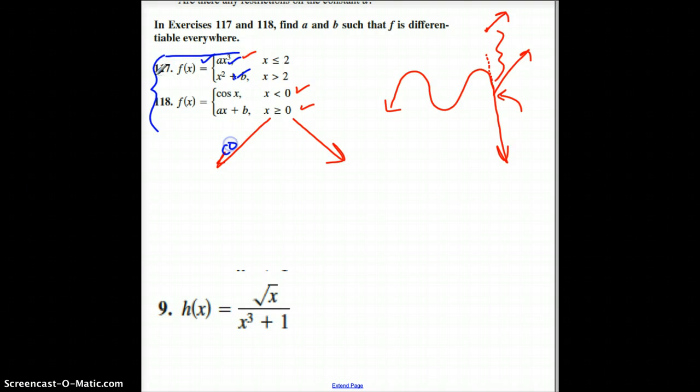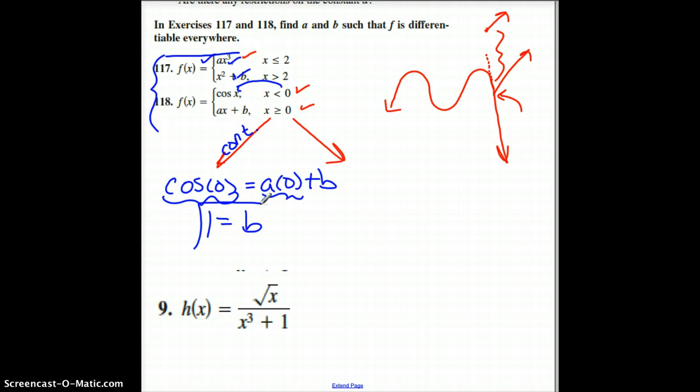In order to make it continuous, we have to make sure that the cosine at 0 is equal to a times 0 plus b. Cosine of 0 is the x value at 0 radians, which is 1. This would be 0, so I get a b falling out right away. My b is 1.